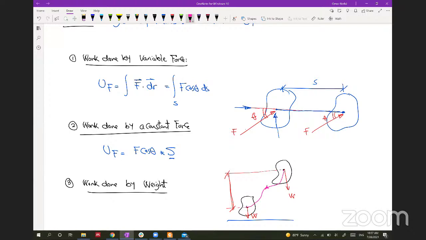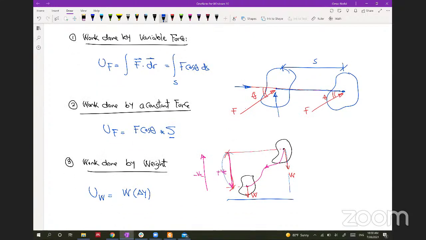So this body is doing a positive work. But if this body is moving up, like somebody's holding something and going up, that means it's a negative work. So if you are going down, this will be positive. If you are going up, this will be negative. So the work done by weight is equal to W multiplied by delta Y, because W is always going down, and we have this as delta Y, and the sign depends on whether you are going down or going up.